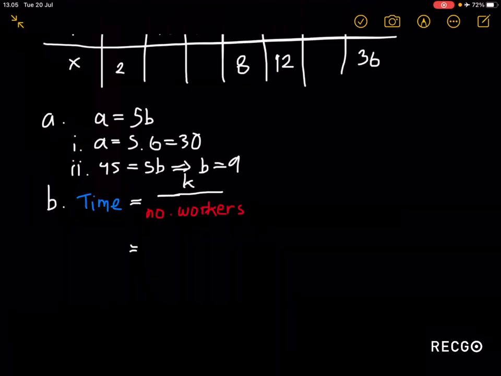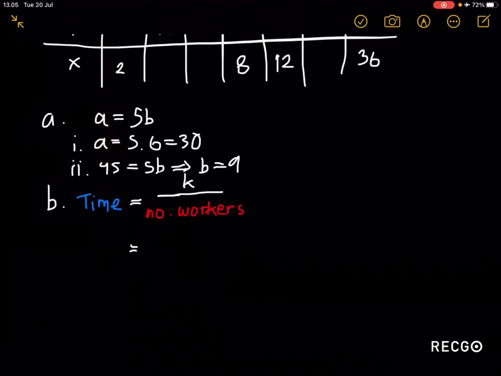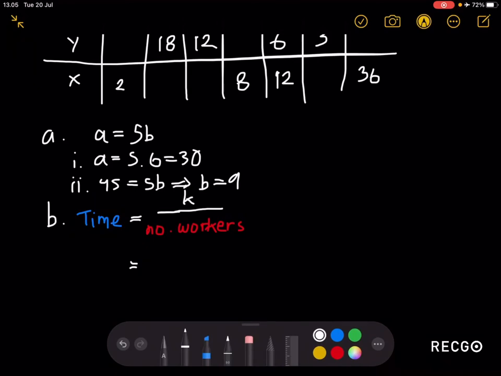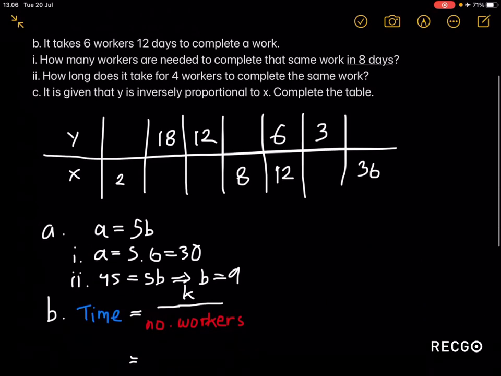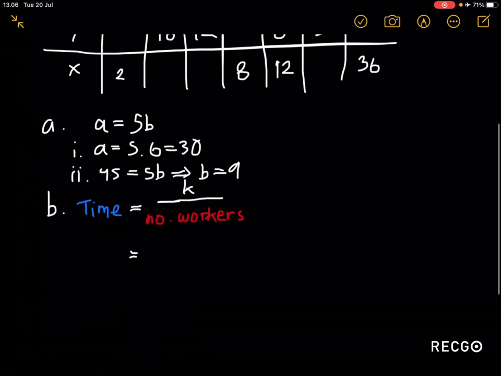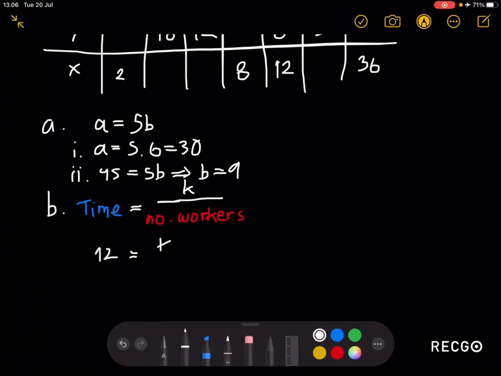Here we're going to use the fact that the time taken is inversely proportional to the number of workers, or in other words, the time can be expressed as a constant K divided by the number of workers. Thankfully, we have the clues right here. We can substitute our time being 12 days and the number of workers being 6, so that will be 12 is equal to K over 6, or K is equal to 72.